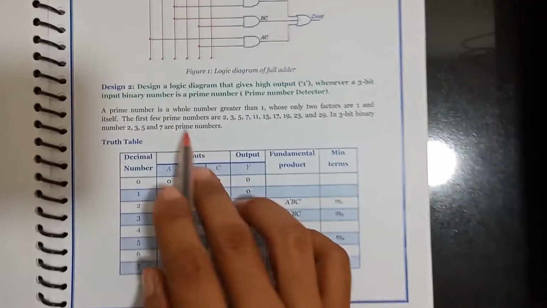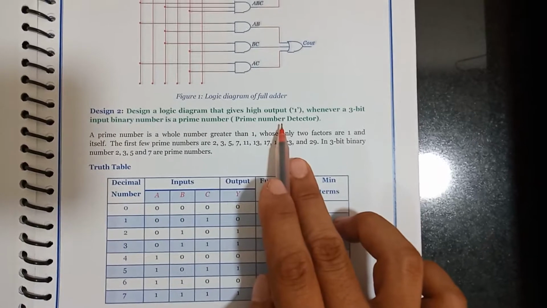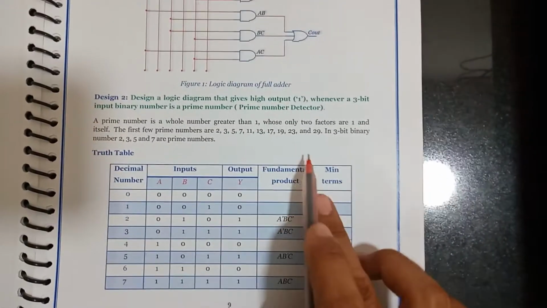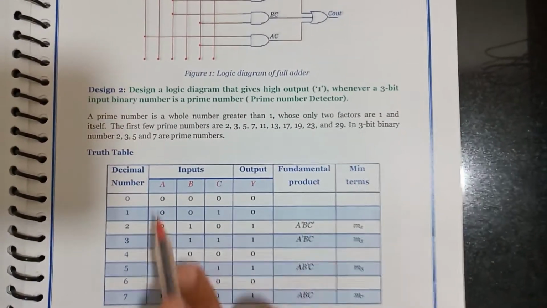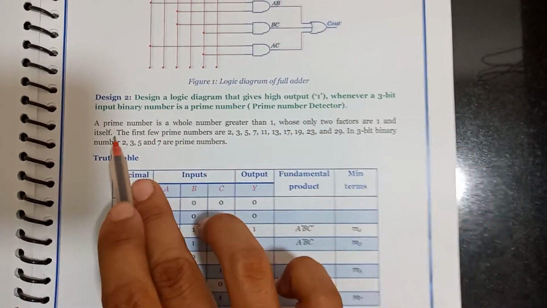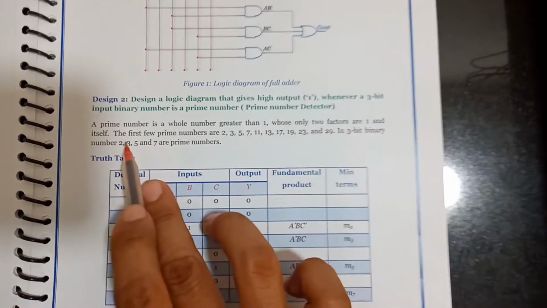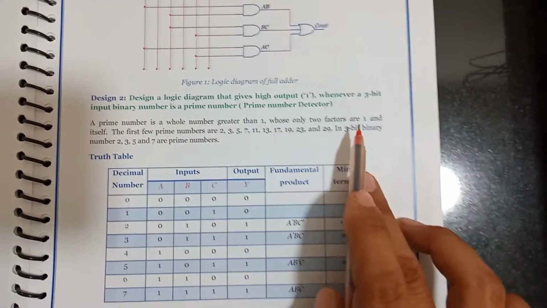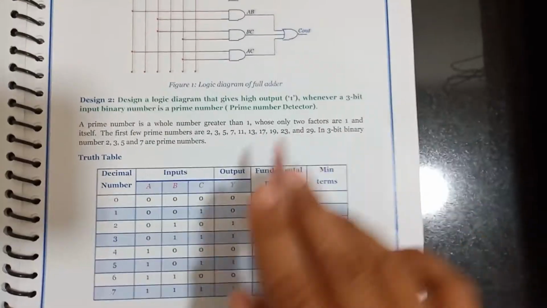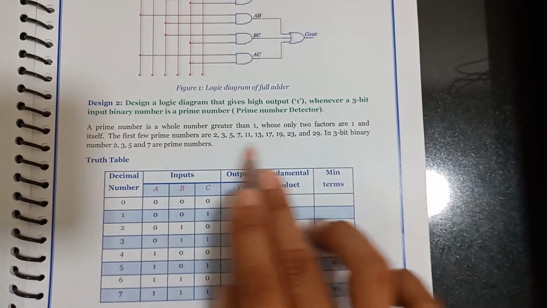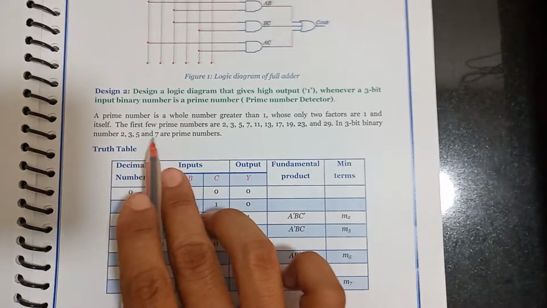Now the second example which we can take is of a prime number. We will take only 3-bit binary numbers, that is from 0 to 7. And we will find out the number of prime numbers. A prime number is a whole number greater than 1 whose only two factors are 1 and itself, meaning they cannot be divided by another one. They just have their own factors, 1 and itself. There are few prime numbers that come in between 3-bit binary, that is 2, 3, 5 and 7.